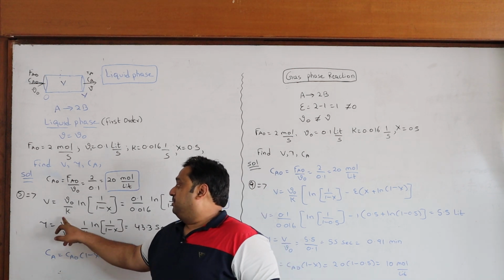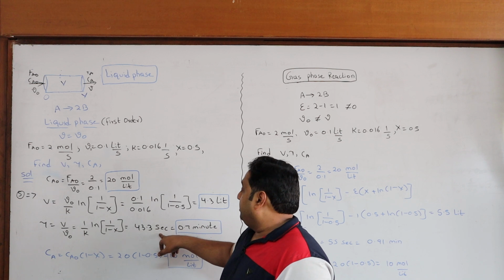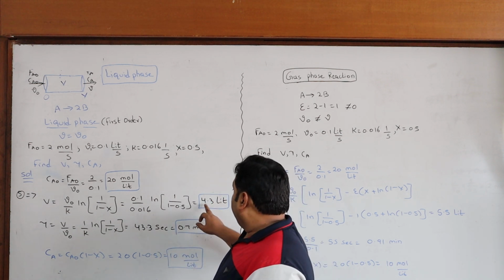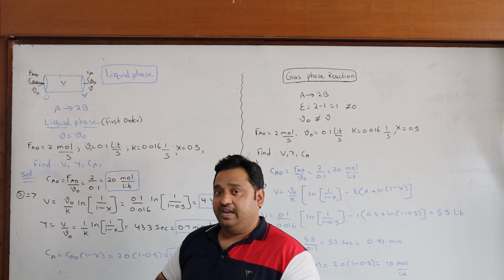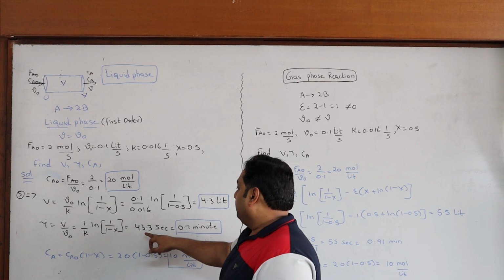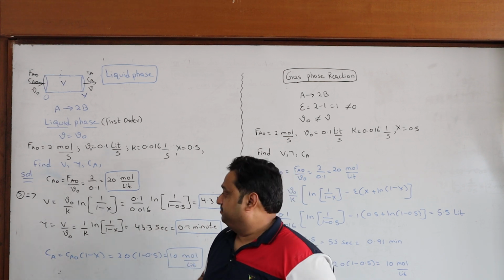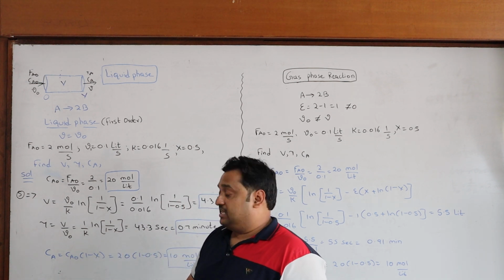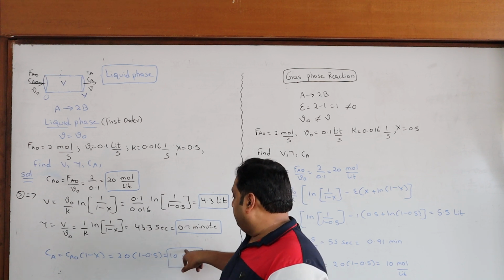Space time is nothing but volume by volumetric flow rate, and it is 43.3 seconds, that is 0.7 minute. That means for this 4.3 liter to come out of the reactor, it takes around 43 seconds or 0.7 minute, that is what the space time is. Exit concentration is nothing but Ca0 into 1 minus x, okay, that is 20 into 1 minus 0.5, that is 10 mole per liter.